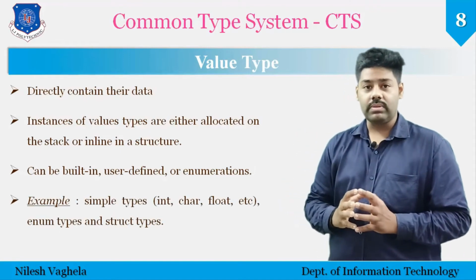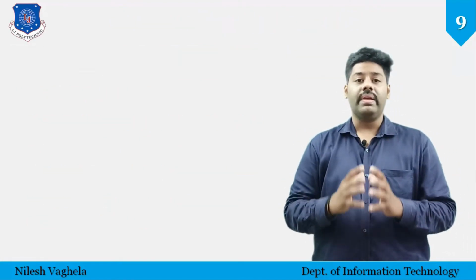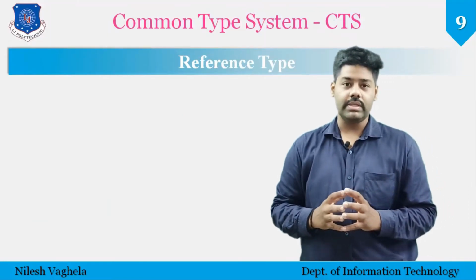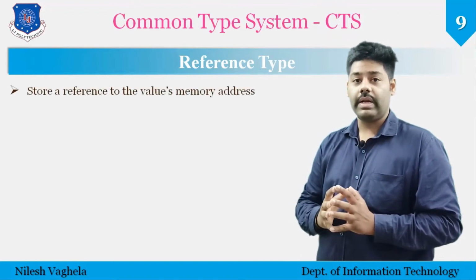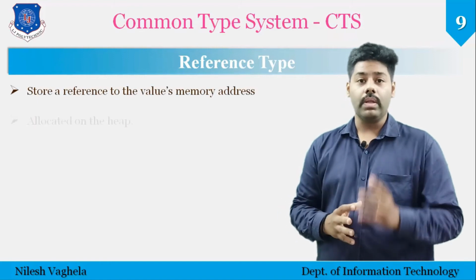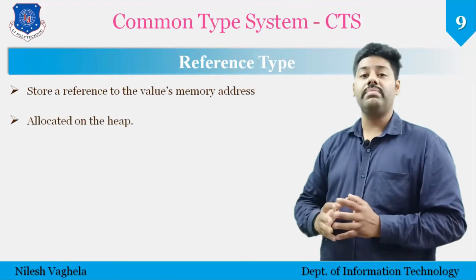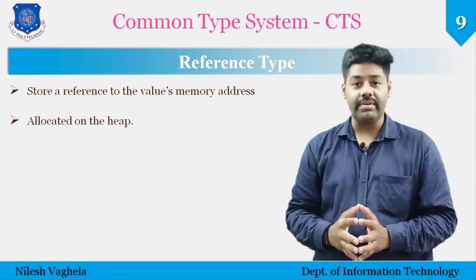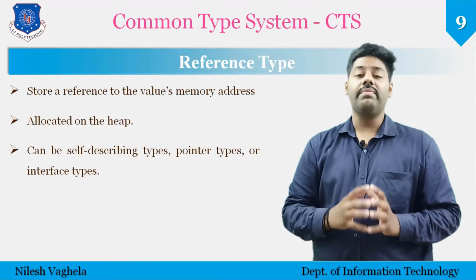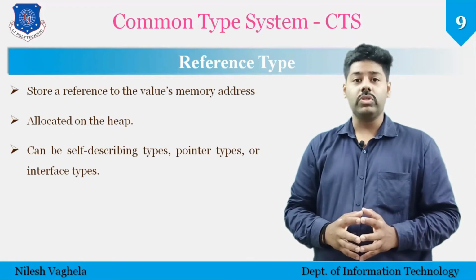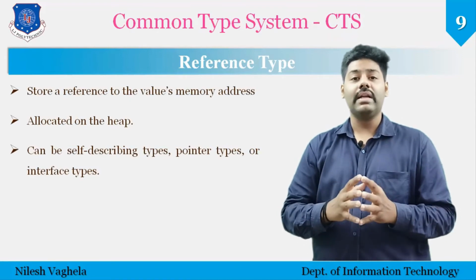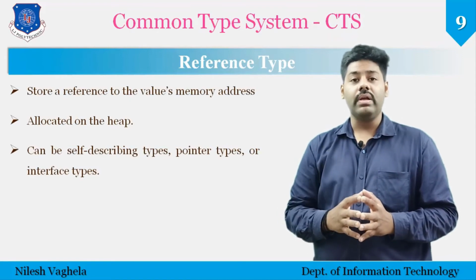These are value types. Now, what is a reference type? As the name suggests, the reference rather than the values is stored. Where is it stored? As the name suggests, it is stored on the heap, because it is storing the reference. The heap is another type of data structure. Which data types fall into the category of reference type? Self-describing types, pointers, and interfaces.